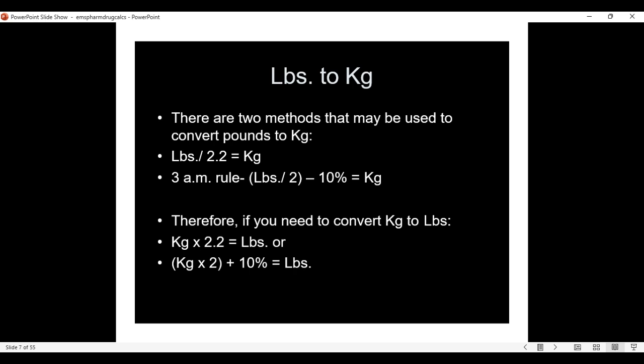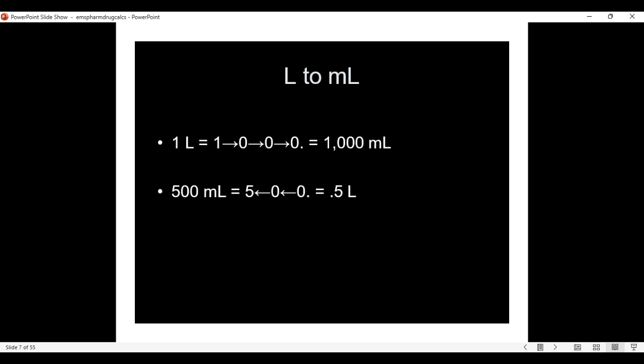Pounds to kilograms, you divide the pounds by 2.2. That'll give you an actual kilogram. Or they have on here the 3 a.m. rule, which you take the weight, divide it by 2, and then minus 10%. So 10% of whatever you got after you divided the pounds. For example, let's just do simple math. We all know that 220 pounds equals 100 kilograms. So if you do this conversion, 220 divided by 2 is 110 minus 10% of 110, which is 11. So roughly about 99 or 100. Therefore, if you need to convert kilograms to pounds, you just do it in reverse order.